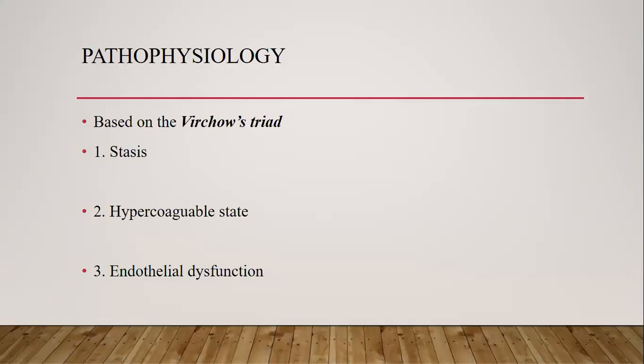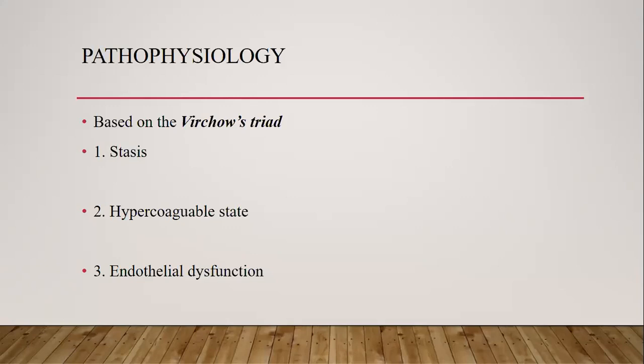So if you are going to admit a patient on the ward and this patient is going to stay for a very long time and the patient is going to be bedridden, then you're actually thinking about stasis. So then this patient is at risk of developing a DVT and later a PE. So what do I do? I need to prevent that.